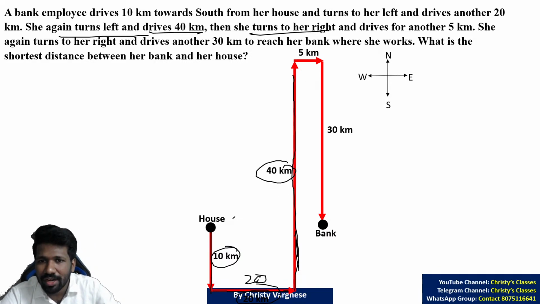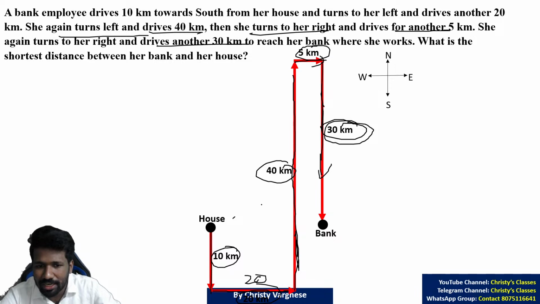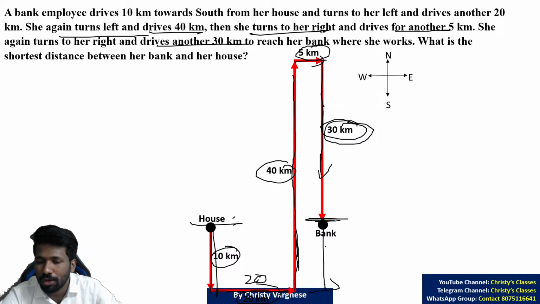Then she turns to her right. So this is right now. And drives for another 5 km. She again turns to her right. So again right means this is the right. And drives for another 30 km. So look at this. This is 30. This much is 10. So 30 plus 10 is 40 now. So this full line is 40.